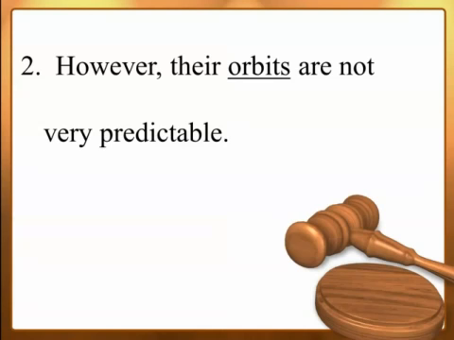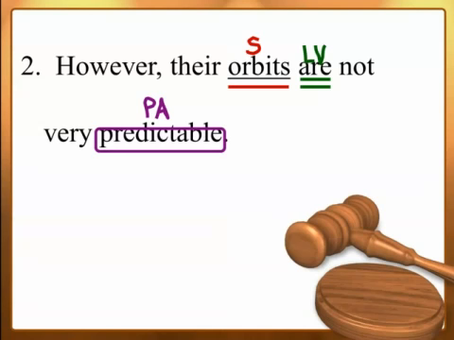Let's take a look at number 2. However, their orbits are not very predictable. There aren't any prep phrases to get rid of. Are is my linking verb. What are? Orbits are. Subject. Orbits are what? Well, there's no noun after this, but predictable happens to be a predicate adjective, which we will discuss later on.